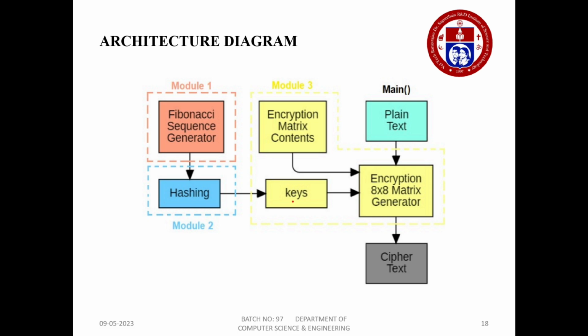Then in the main component, the plain text or the input is either encrypted or decrypted using the matrix. So by encrypting, we are getting ciphertext from plain text as can be seen here.